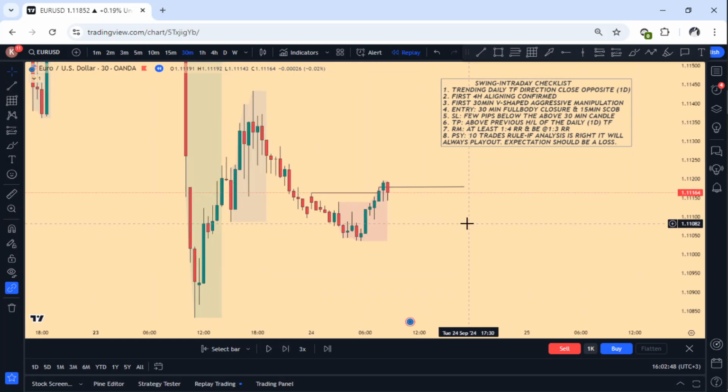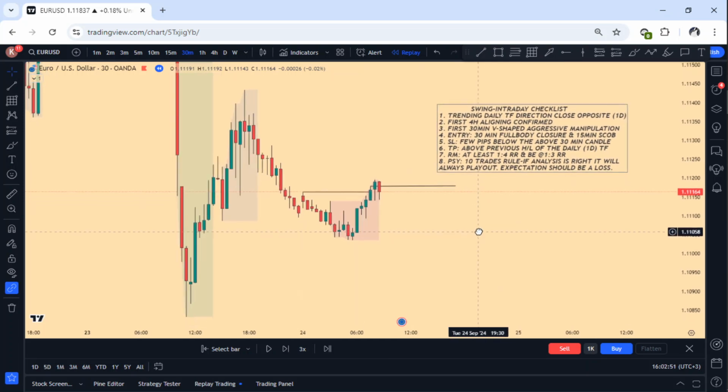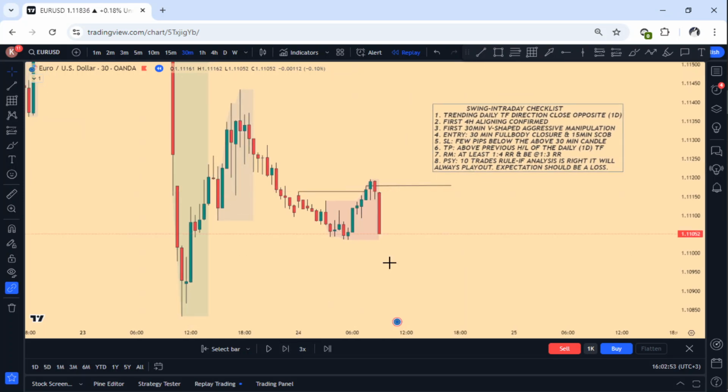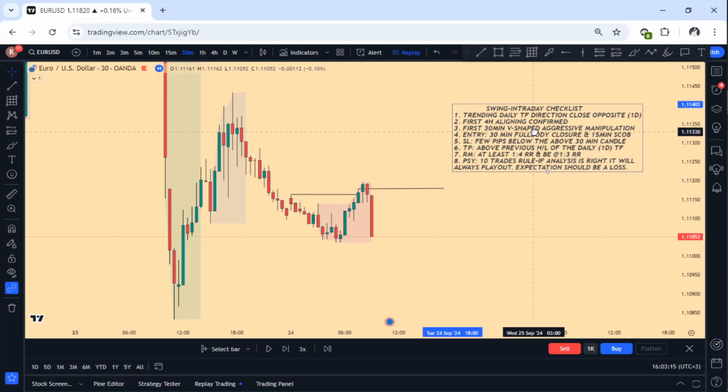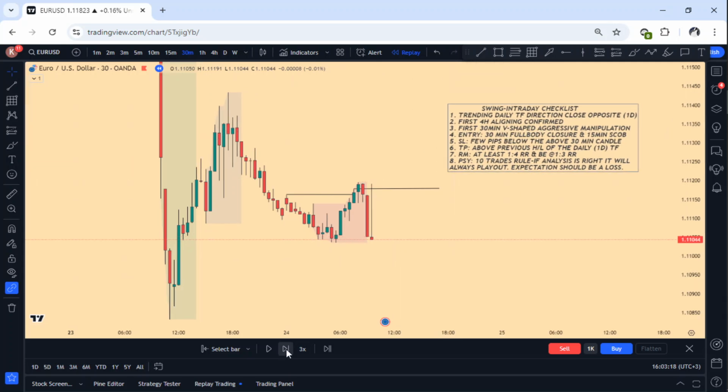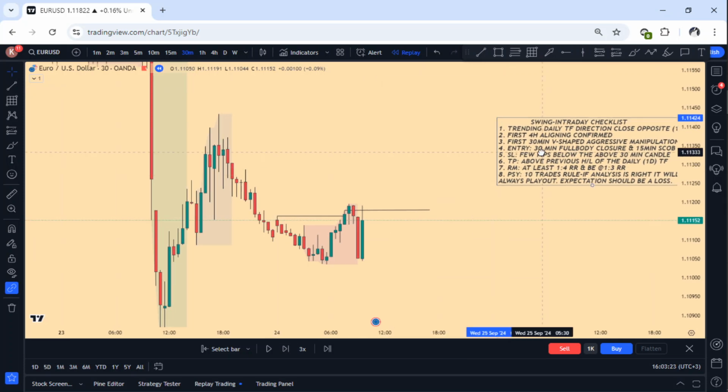Now we can see that is a very strong down movement, but that one is not enough. That is what is called manipulation. So this is what is called a V-shaped reaction. As you can see, it was just moving up and then immediately started turning down in a V-shaped reaction. Now we wait for the entry, which is 30 minutes full body closure and 15 minutes scope. What is important is a 30 minutes full body closure in our direction, and there you go, that is a full body closure in our direction. It's good to go. The market is ready to buy now.